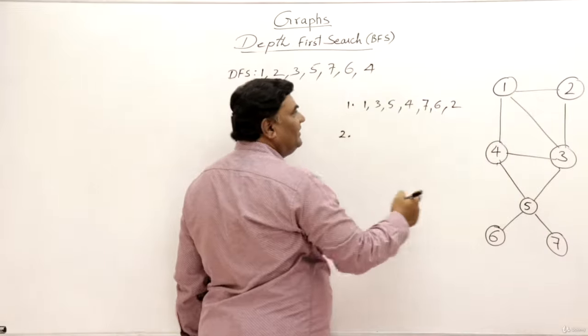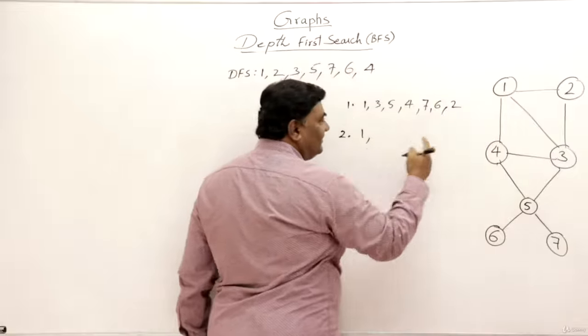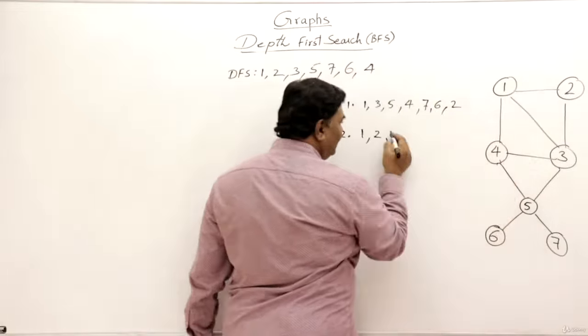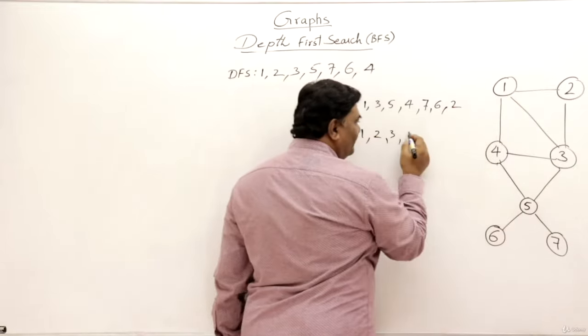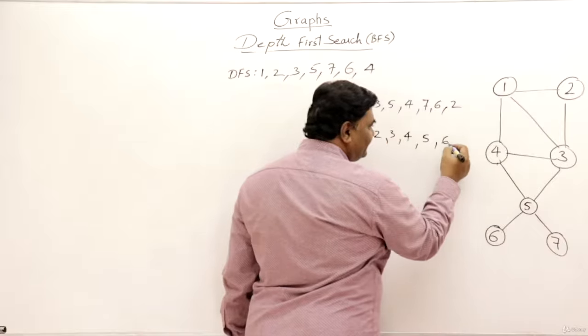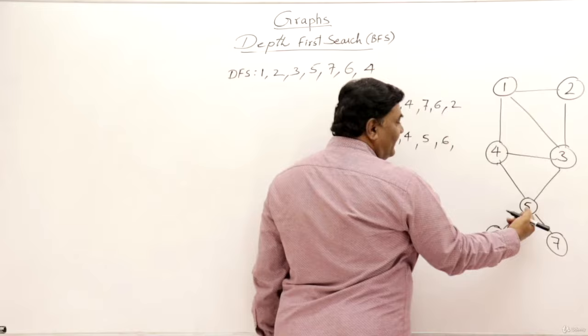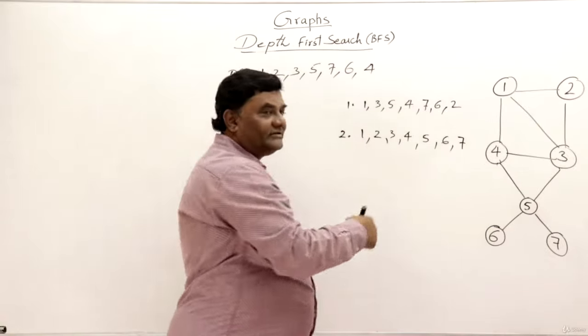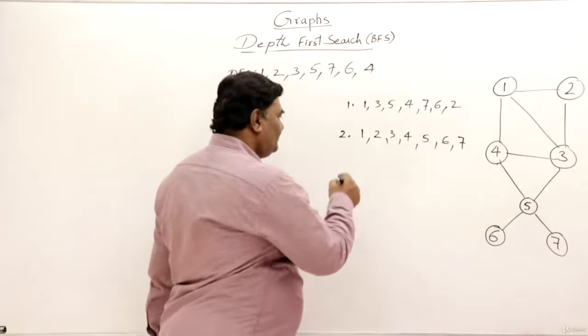Second one. Starting vertex is 1. 1 to 2. Okay. 2 to 3. Okay. From 3 I can go on 4. From 4 I can go on 5. From 5 I can go on 6. From 6 I cannot go anywhere. Go back to 5. Come on 7. That's also valid. Then one more.